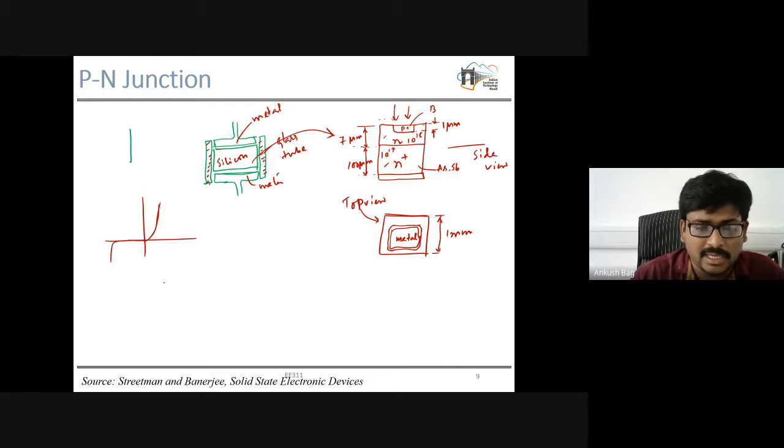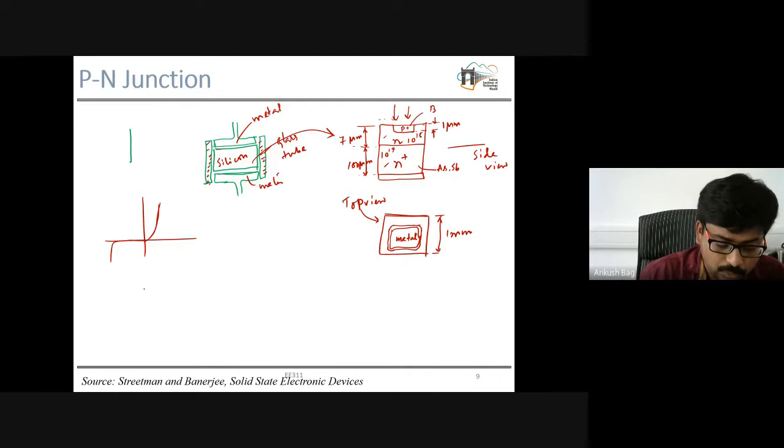So how this characteristic is coming from this diode, that we'll try to understand. So for the analysis of this characteristic, we need to simplify, or assume a few conditions. It will help us to simplify our analysis.